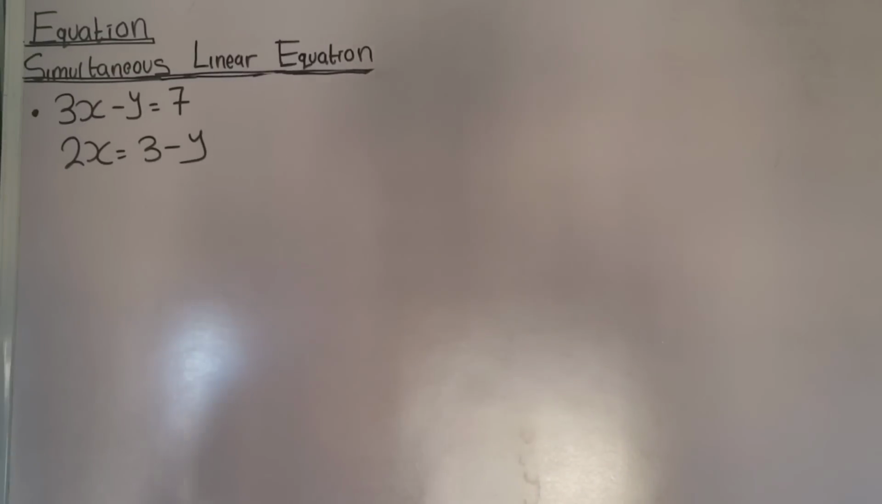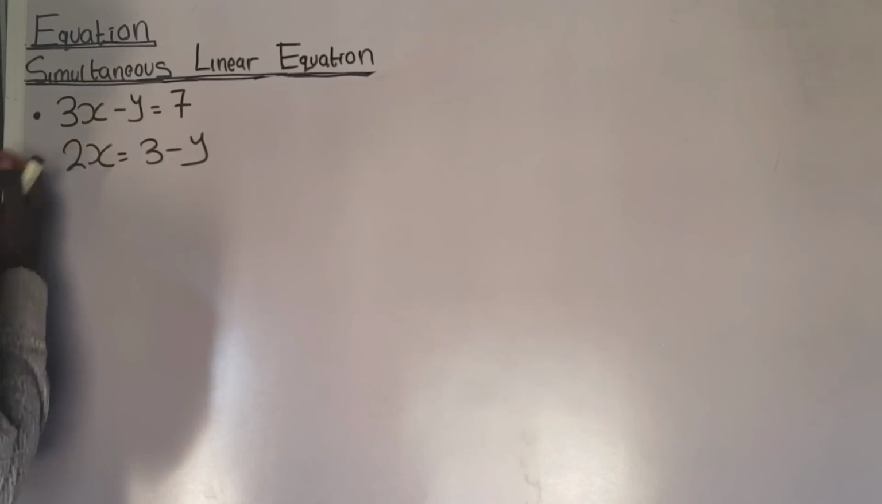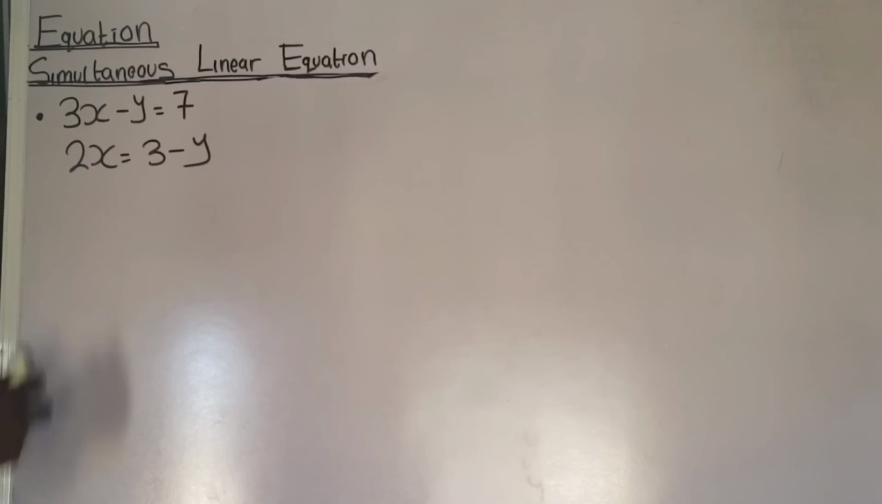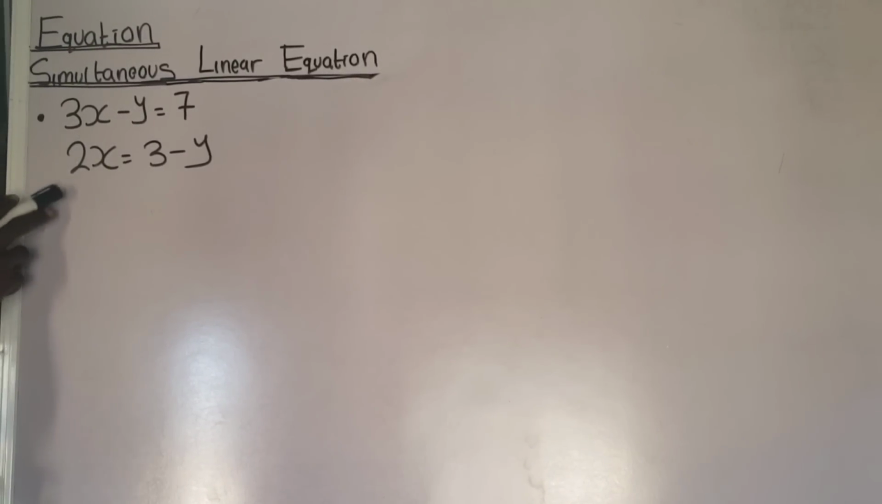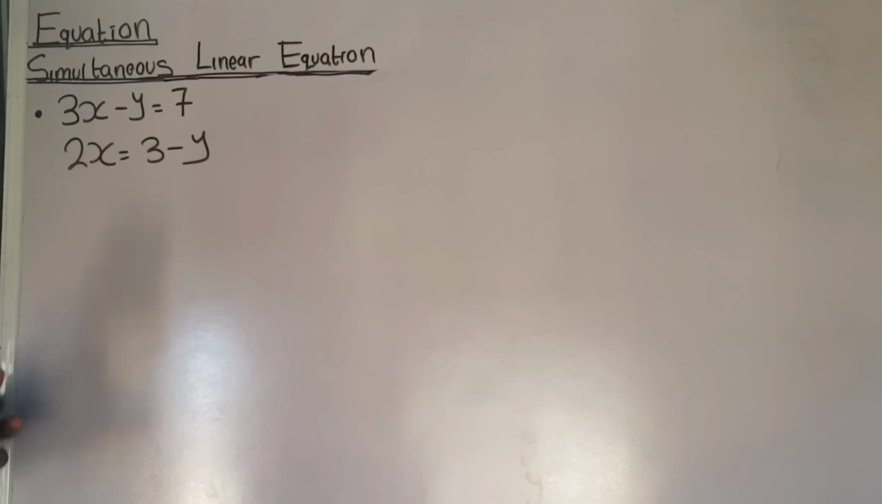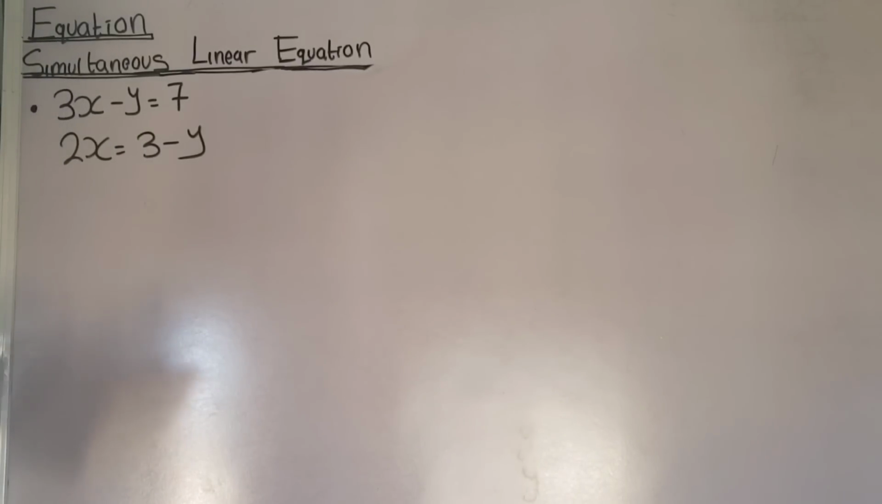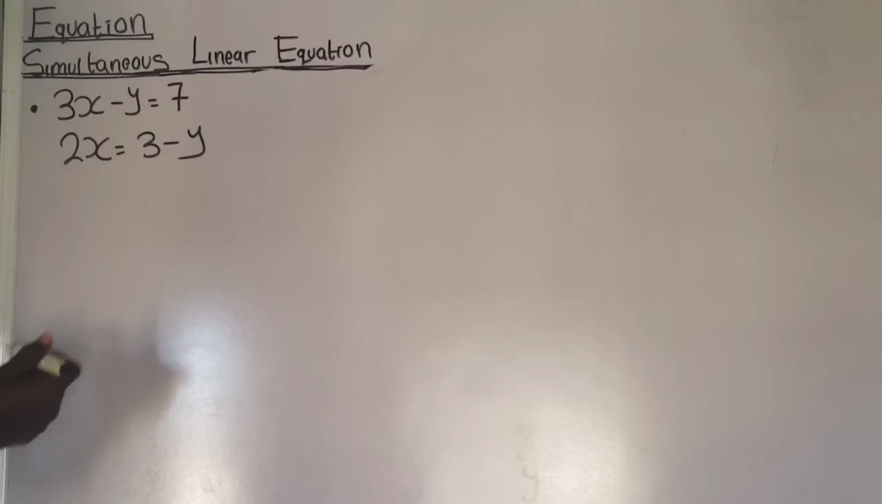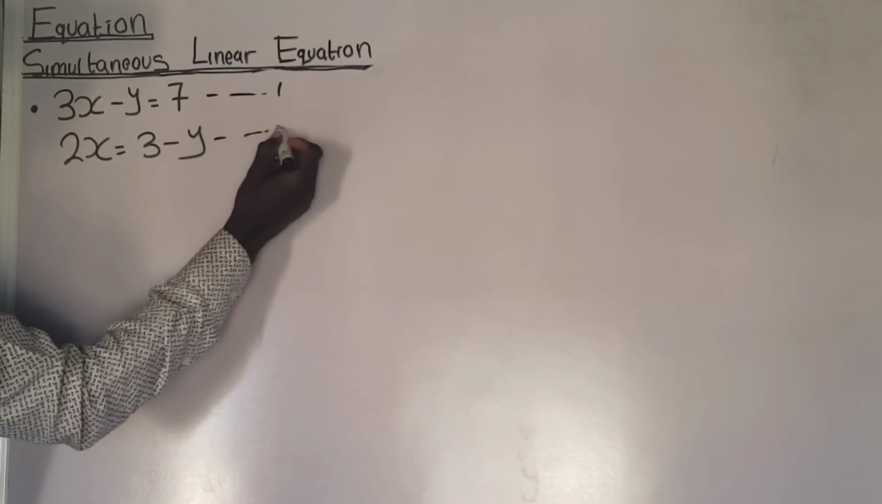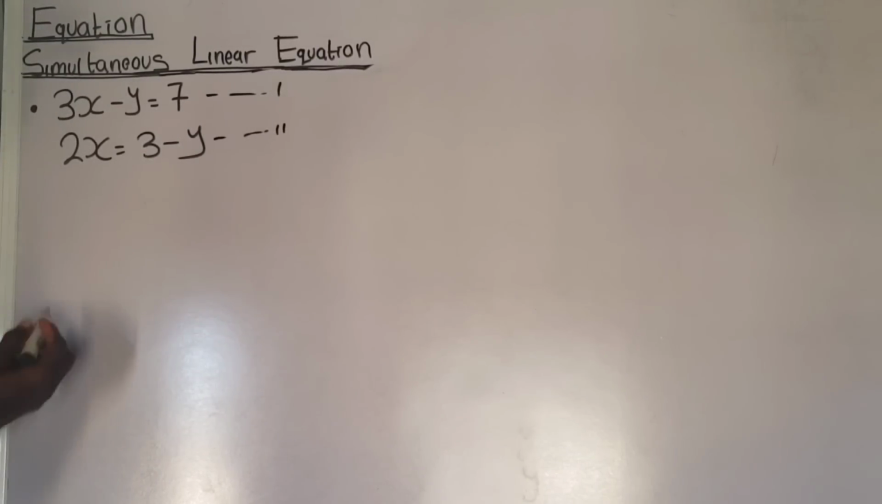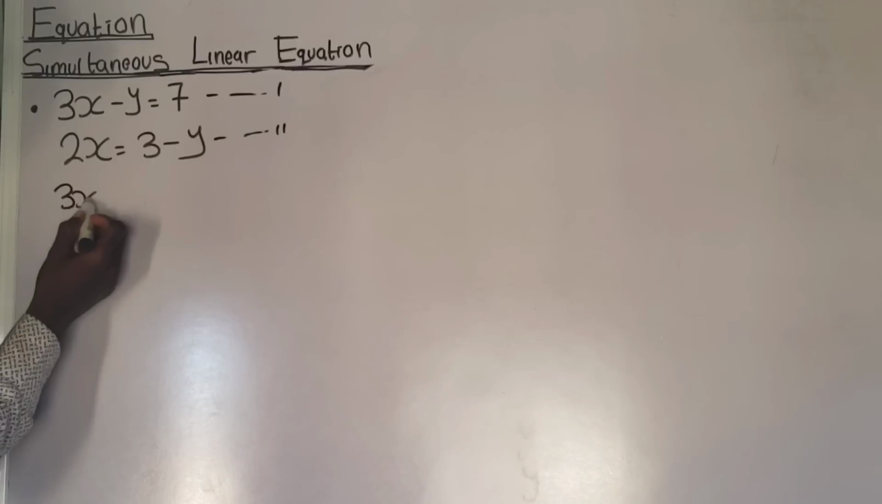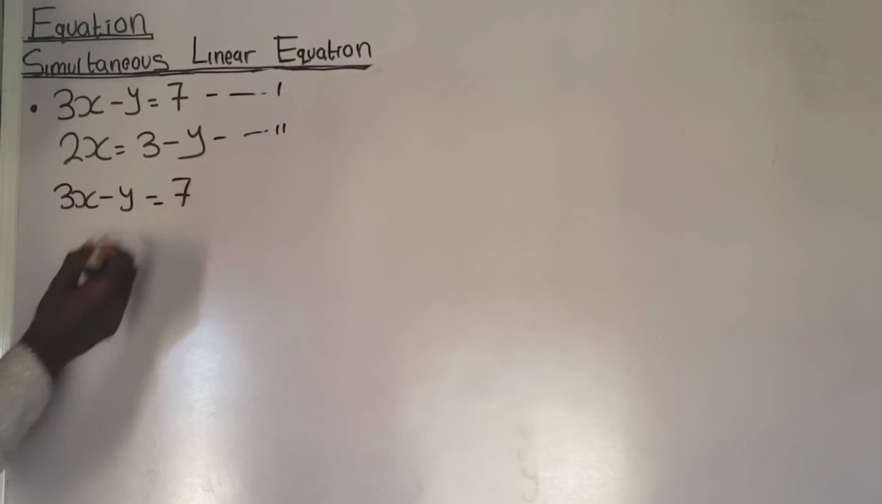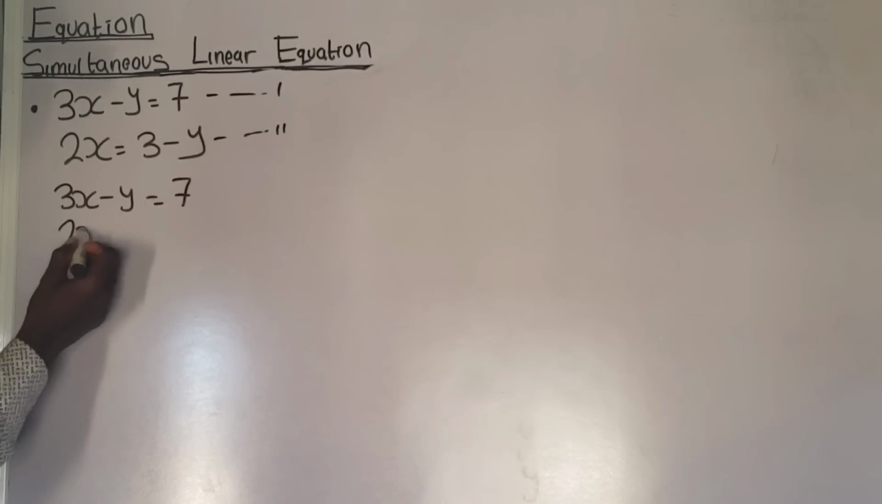We are asked to solve for the value of x and y in this equation. We have 3x minus y is equals to 7 and 2x is equals to 3 minus y. Okay, please pay attention. The first step here is that I'm going to move this negative y to the other side of the equation. You understand? So let me call this equation 1 and let me call this equation 2. So the equations become like this: 3x minus y equals to 7. This is equation 1. And equation 2 now becomes 2x.